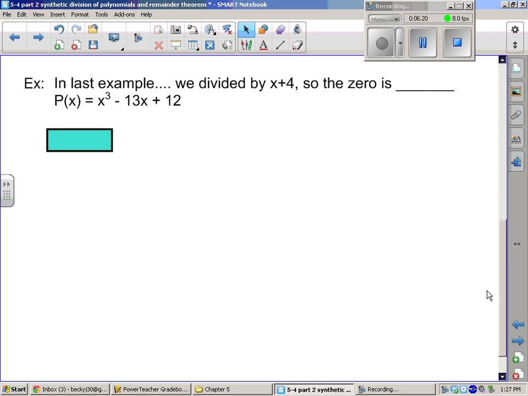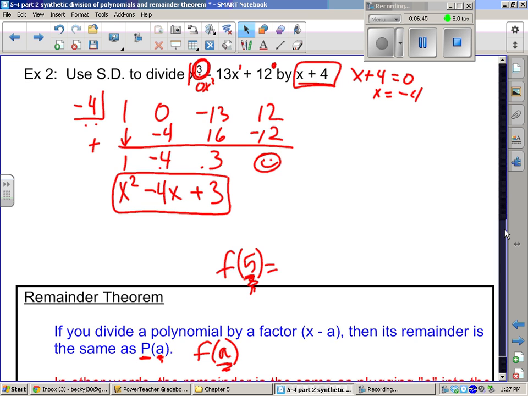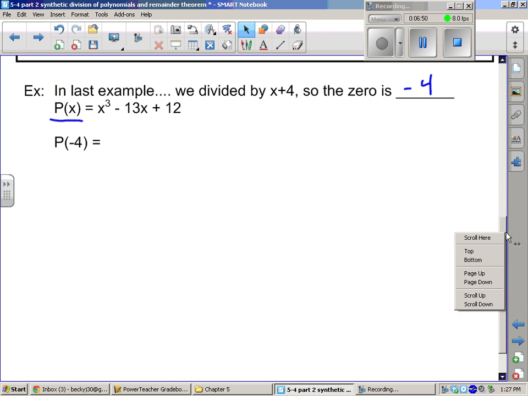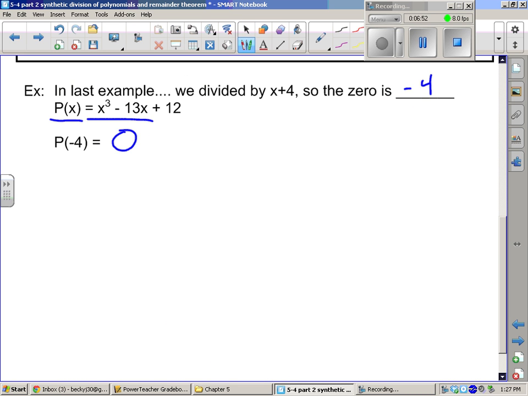Alright, in the last example, we divided by x plus 4, so the 0, which Mrs. Kendra determined for us, was negative 4. And remember, the polynomial, that's why we're calling it p of x, was x cubed minus 13x plus 12. So if we asked you to use synthetic division and the remainder theorem to find p of negative 4, what you want to do is look back, and it would be the same thing as the remainder that we had, which was a remainder of 0.